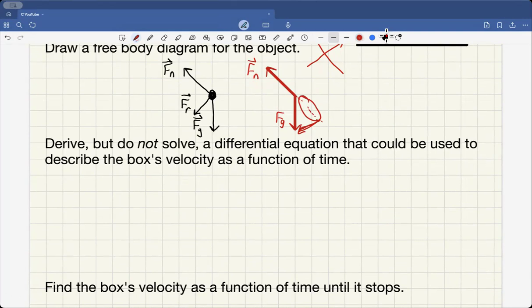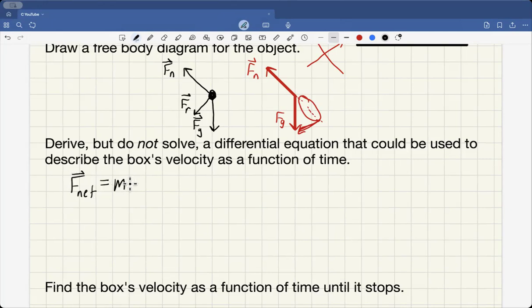So, good. All right, next part: derive but do not solve a differential equation that could be used to describe the block's velocity as a function of time. Well, how do we approach this? Anytime you see the words differential equation, velocity, and time, you always have to start with one law in particular. That law is Newton's second law.